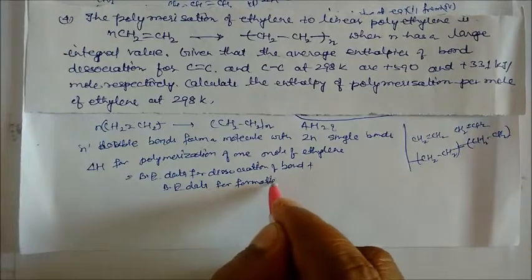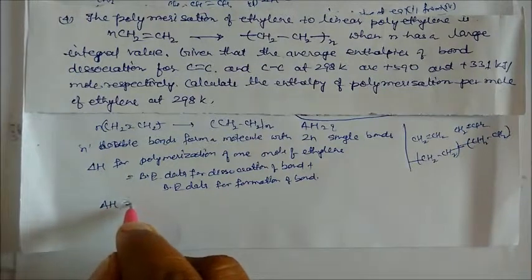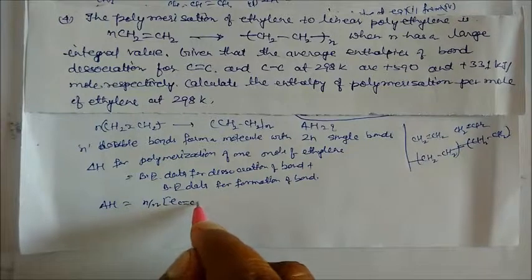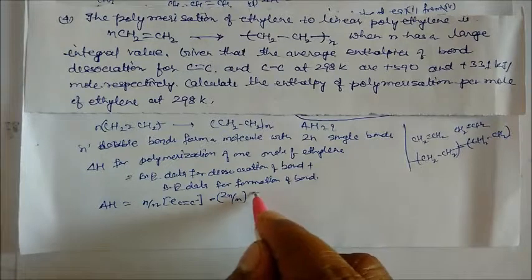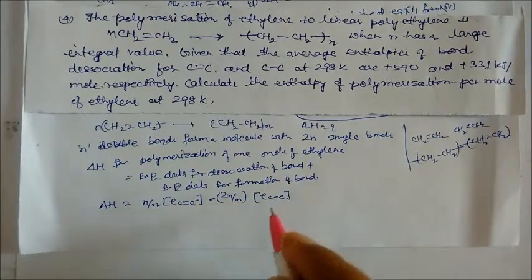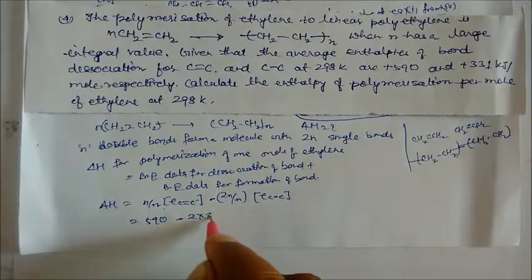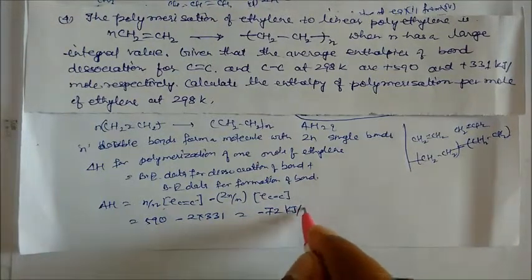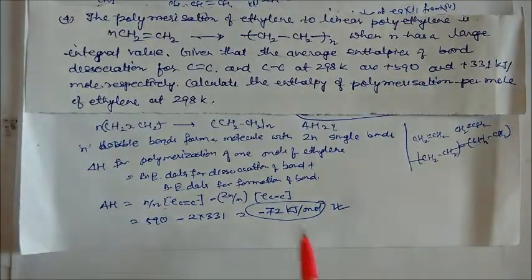So one is dissociation of bonds, the second is the formation of bonds. We can write here ΔH is equal to n times the energy of the C=C bond, minus 2n times the energy of the C–C bond. This energy is given here as 590, and this one is 2 into 331. So the total will be minus 72 kilojoule per mole. This is basically our answer, the enthalpy of polymerization per mole of ethylene.